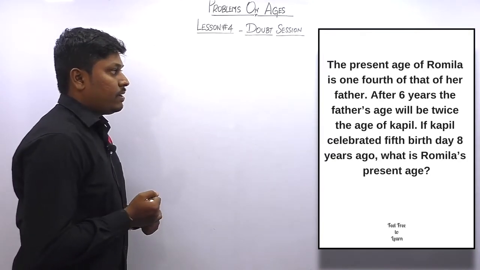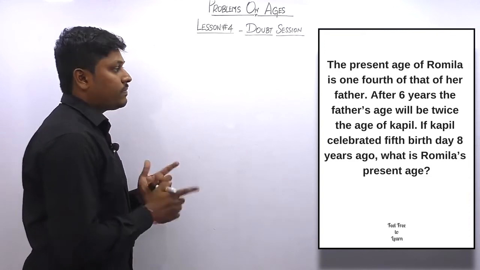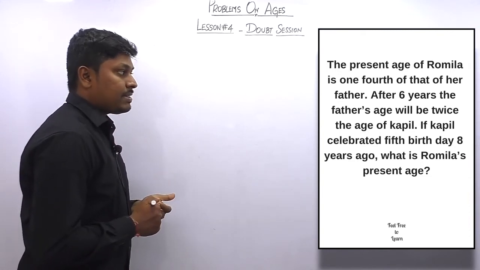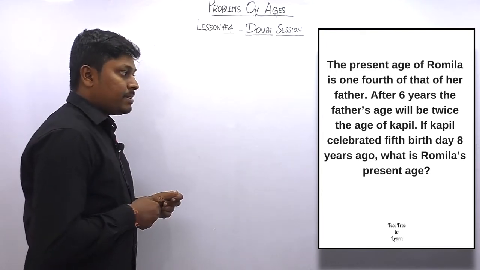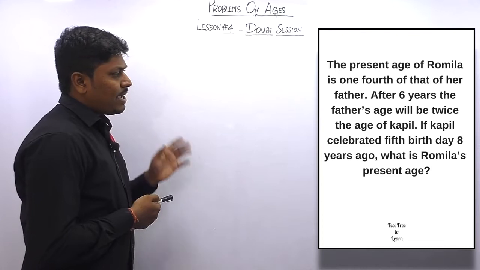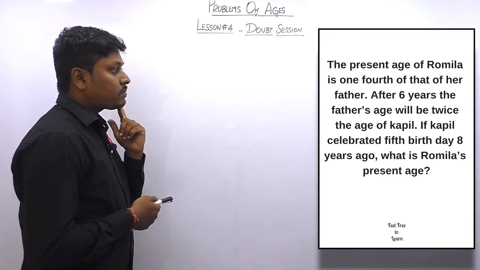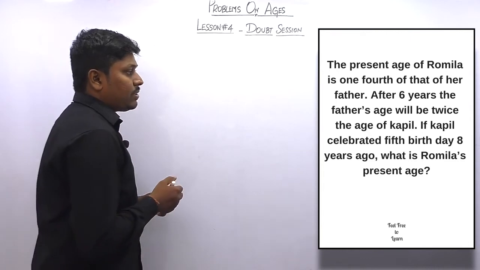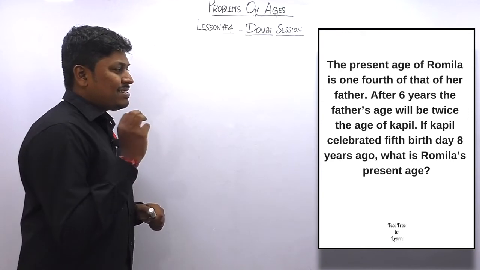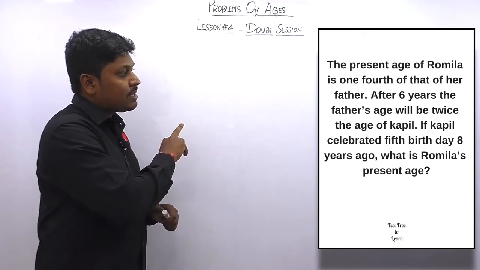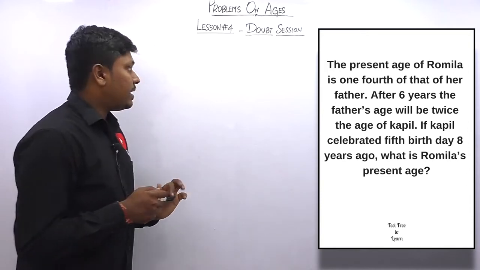Question number 5. The present age of Romila is 1/4 of her father's age. After 6 years the father's age will be twice the age of Couple. If Couple celebrated his 5th birthday 8 years ago, what is Romila's present age? See here they are talking about 3 persons. One is Romila and the father, and the next is Couple, right? The father's age is compared with Couple, and our target is to find Romila's present age.